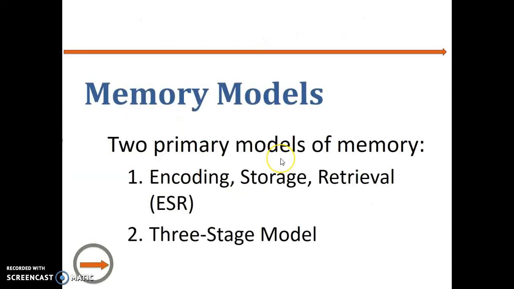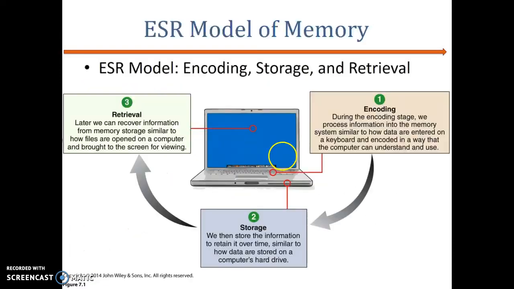So we have to understand that based on models. There are 2 different models that I'll talk about here. The first one is called the ESR model, where it's encoding information. Think about it in the way where you have a computer, and if you are typing in information like this, so when you type in information, that's the encoding process.